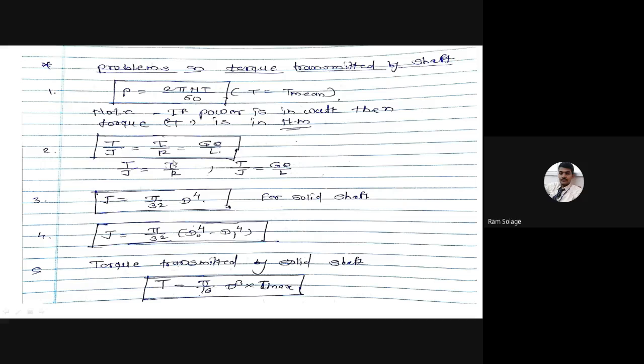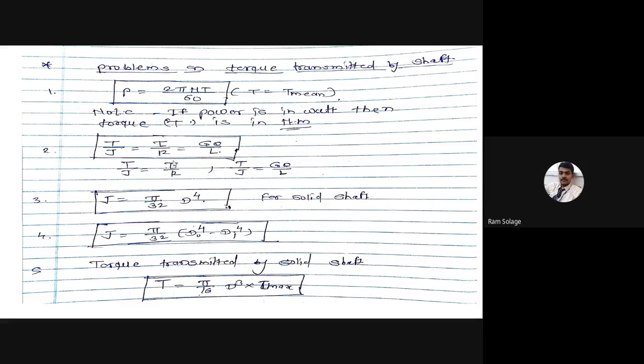See the formulas. Formula number 1 is the calculation for power. This is the basic formula: power P is equal to 2 pi N T divided by 60. P means power, in watt or kilowatt. 2 pi divided by 60 is a constant, N is revolutions per minute, and T is torque. So with the help of this formula we can calculate the power.